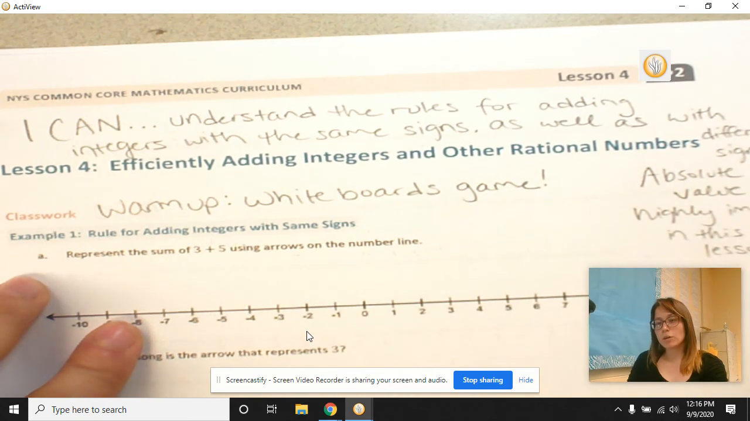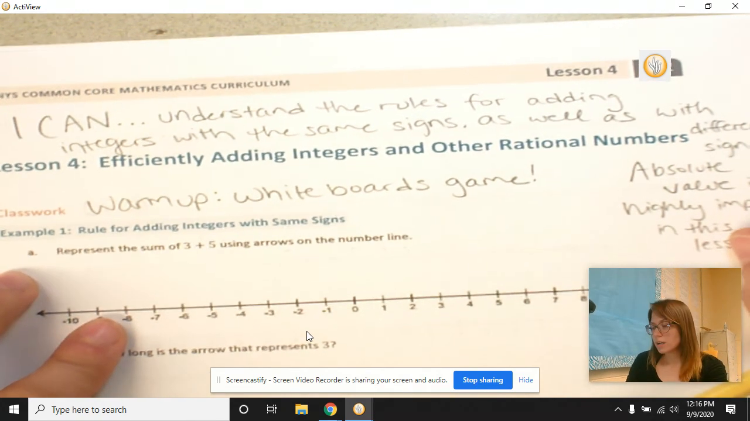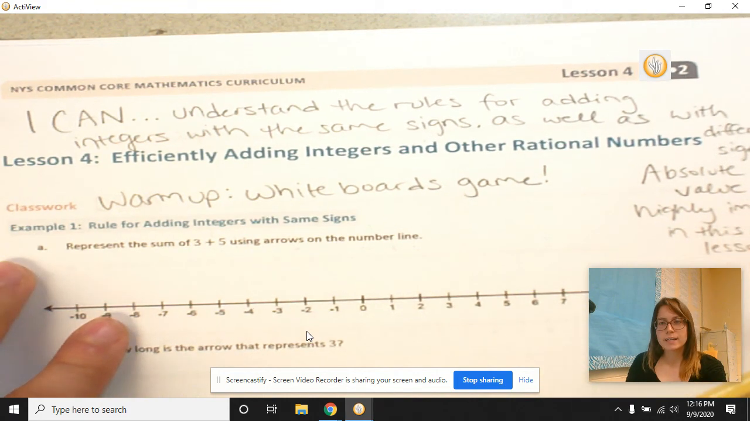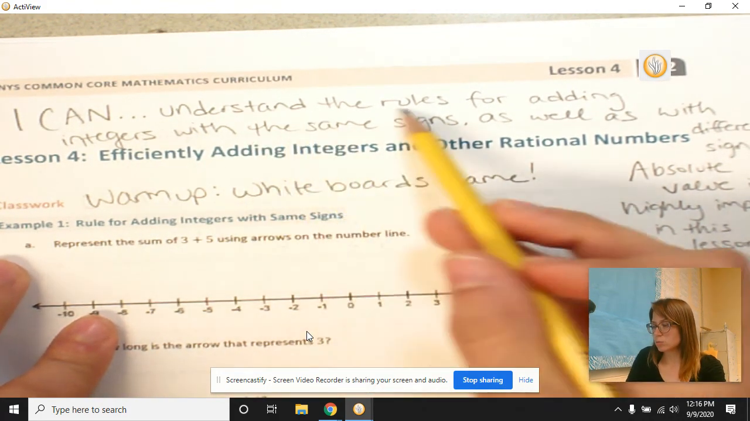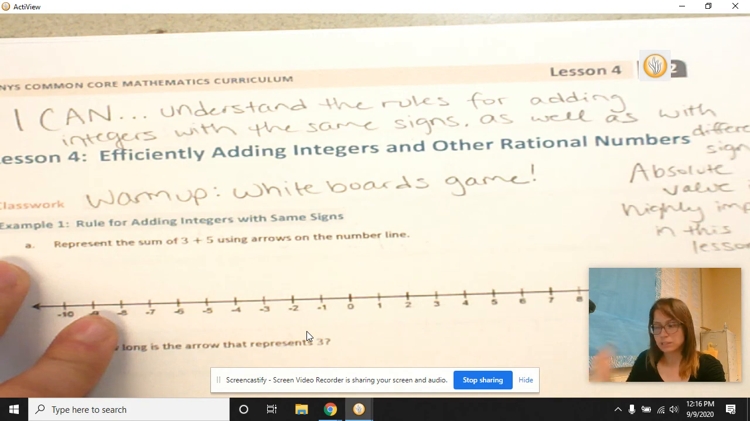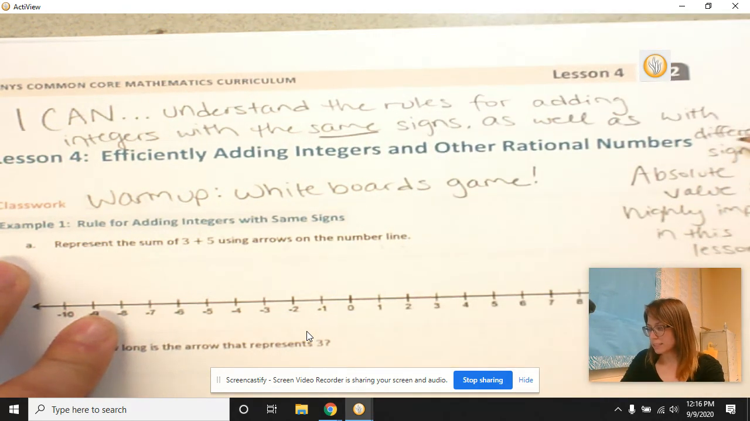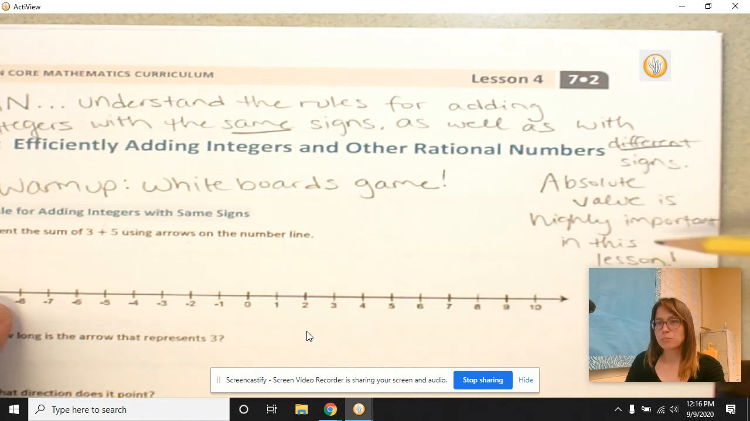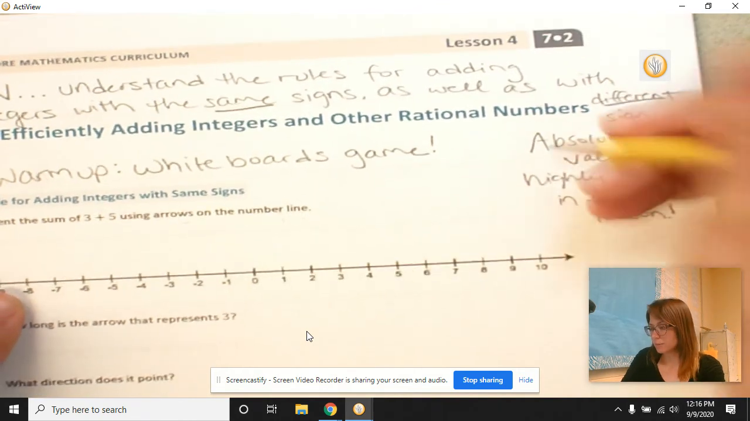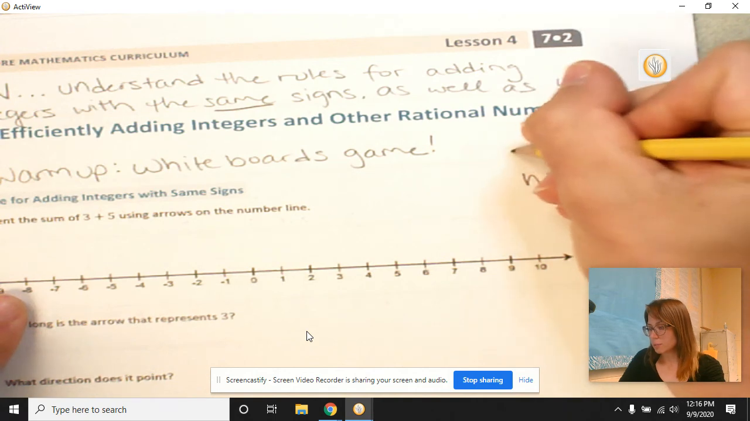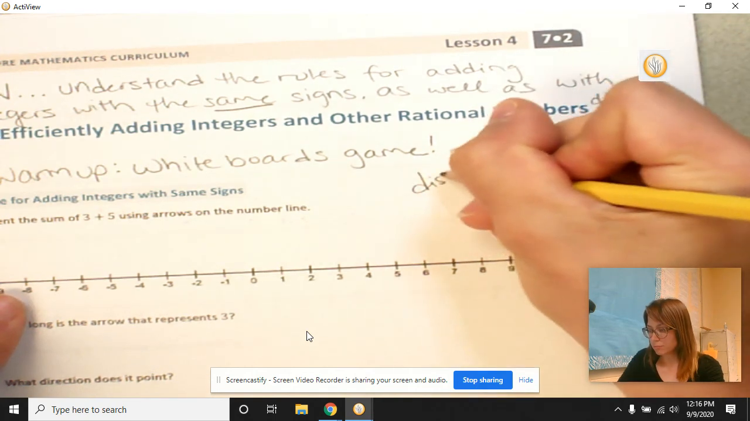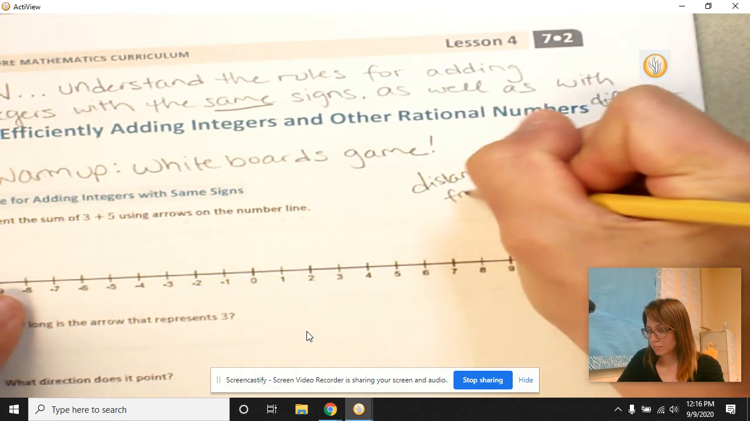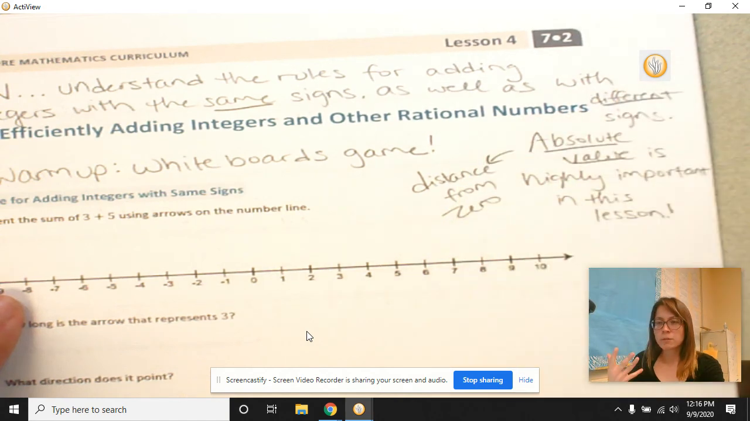Again, here we are with Module 2, Lesson 4. Our learning target for today is that we can understand the rules for adding integers with the same signs as well as with different signs. And absolute value is going to be highly important in this lesson. So remember that absolute value is a number's distance from zero. And we're going to be able to use it to our advantage at the end of this lesson today.